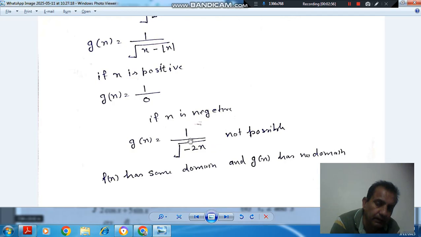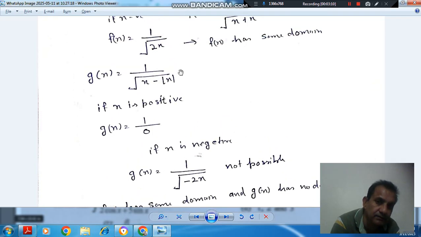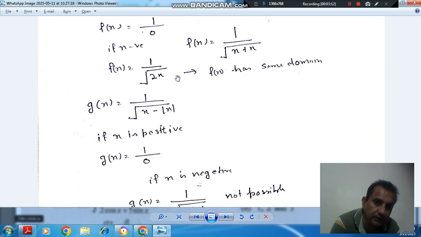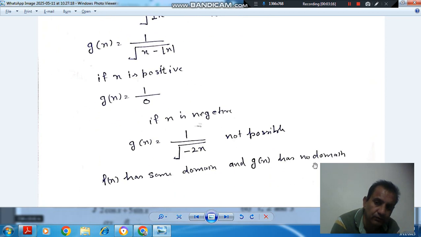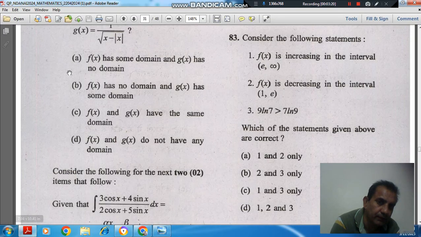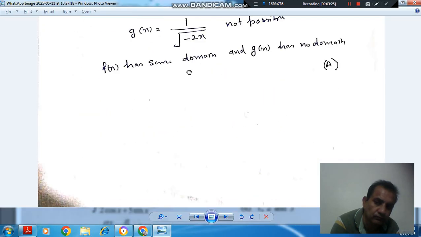So as this is a complex number, there is no domain in this region also, and in this region, which is infinity, it will also not have any domain. So it means f(x) would have some domain when x is negative, but g(x) has no domain. So the answer is option A, f(x) has some domain and g(x) has no domain.